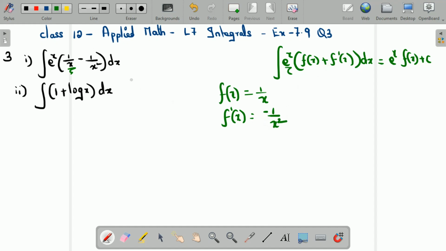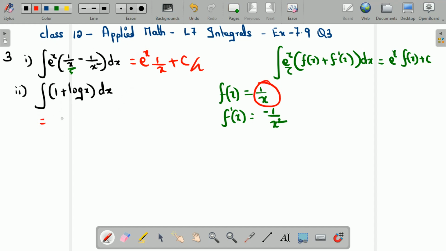So now you see that e power x is going to be there, f of x is 1 by x and f dash of x is also there. So let's apply the formula and write the answer. So this is going to be e power x into f of x, which is nothing but 1 by x plus c.